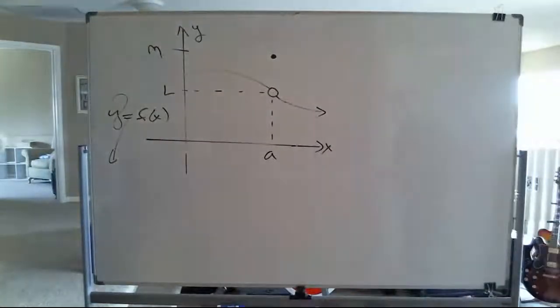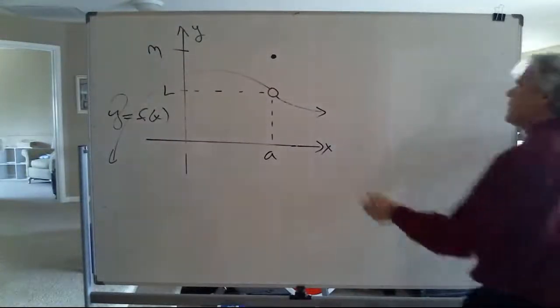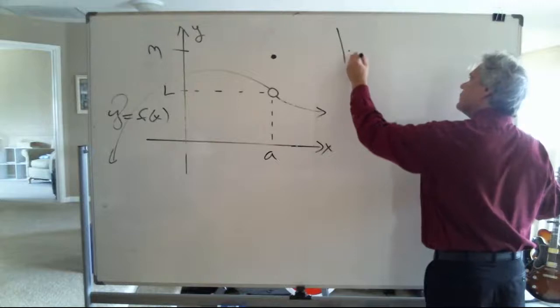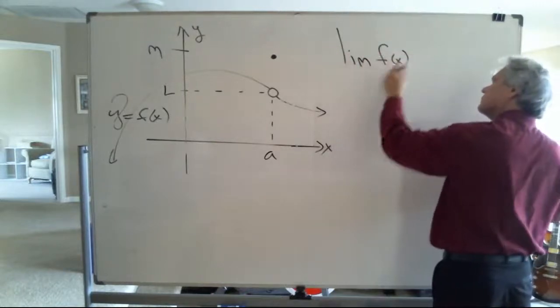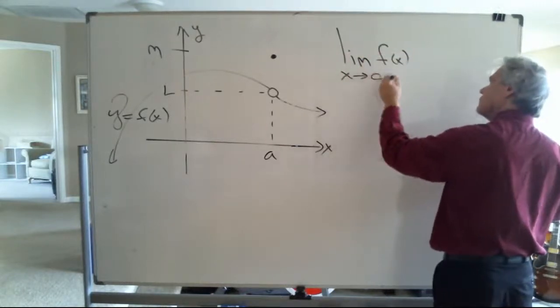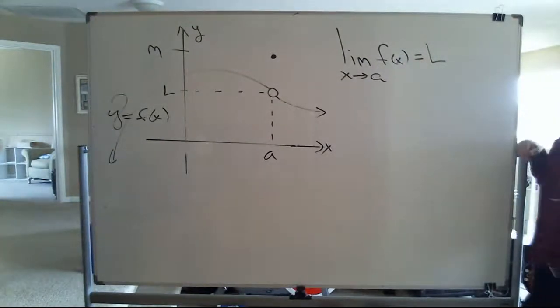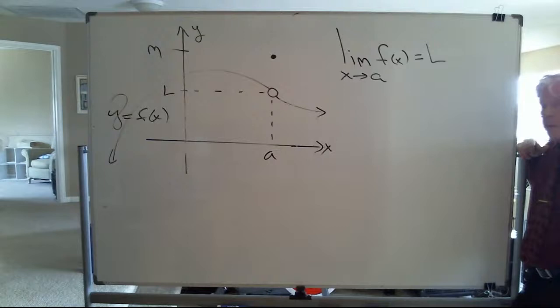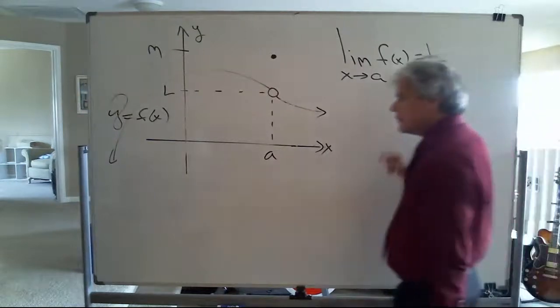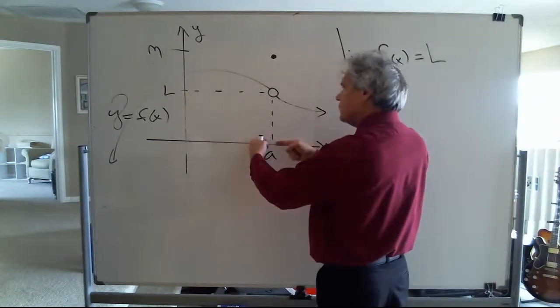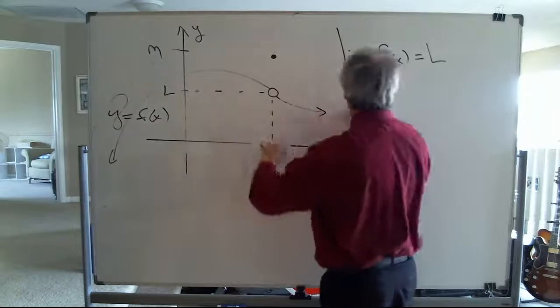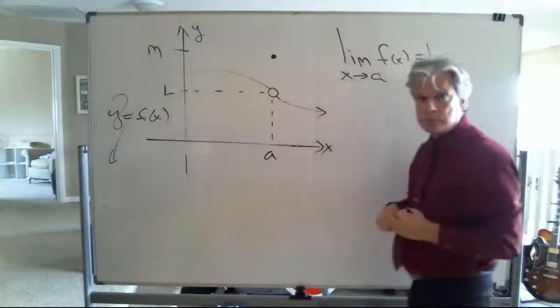So I'm now having a problem with the meaning behind the statement right here. Because as of now, we only have an intuitive notion of what this really means. And our intuitive notion is the following. As x approaches a from both sides simultaneously, the y values, if this is a true statement, are approaching L.